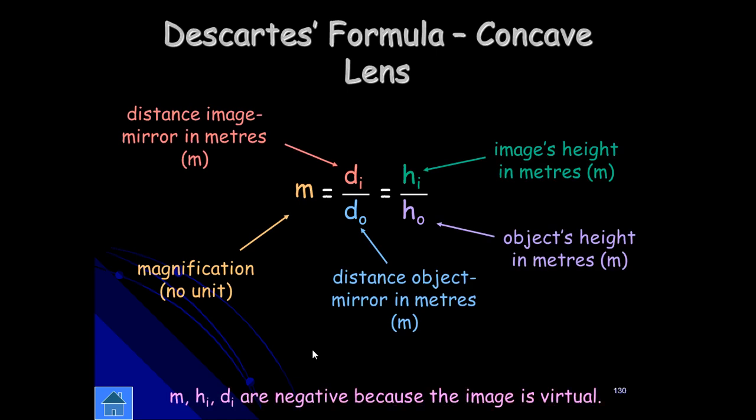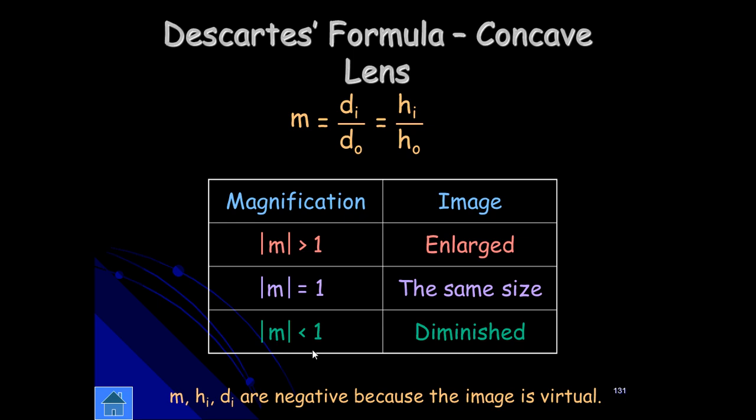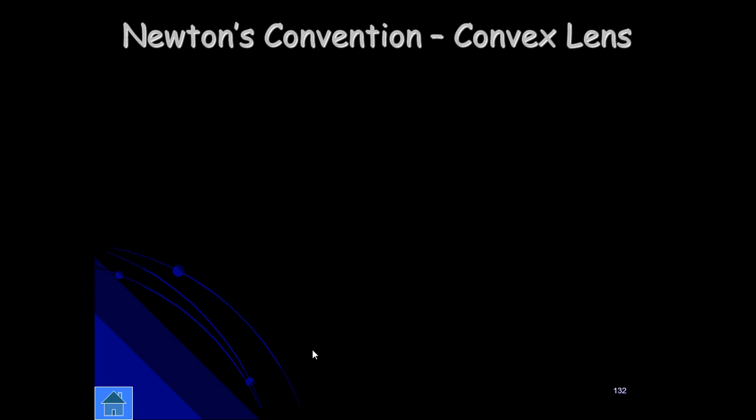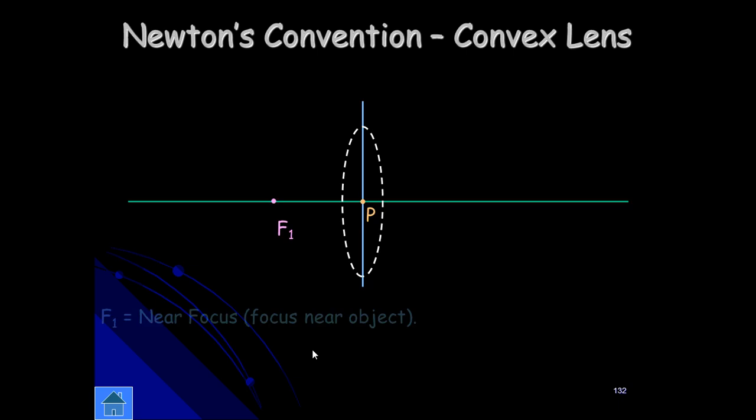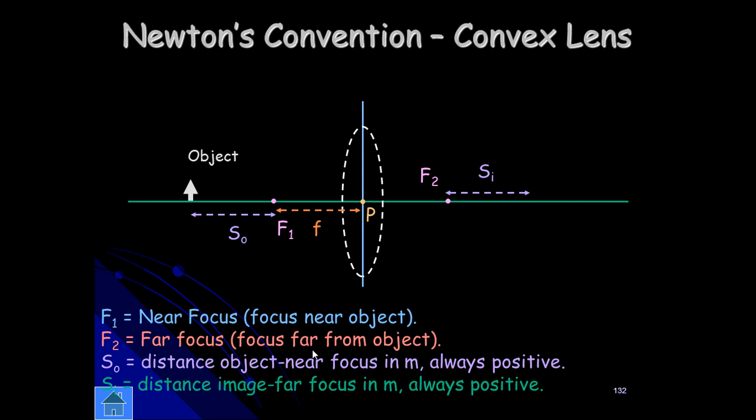This is just a repeat of what we've previously seen. Exactly the same rules. We can use the SOs and the SIs, and you just remember to replace those with the distances from the focal points.